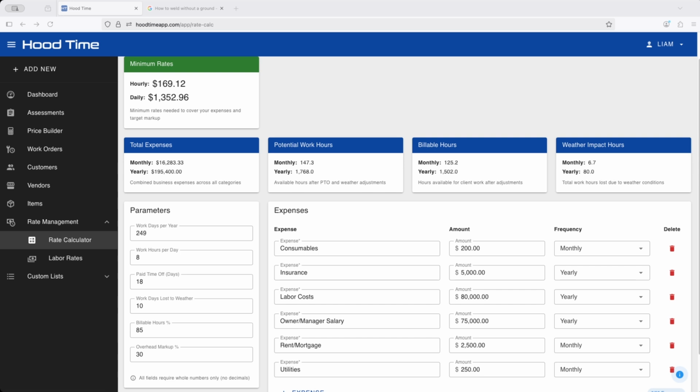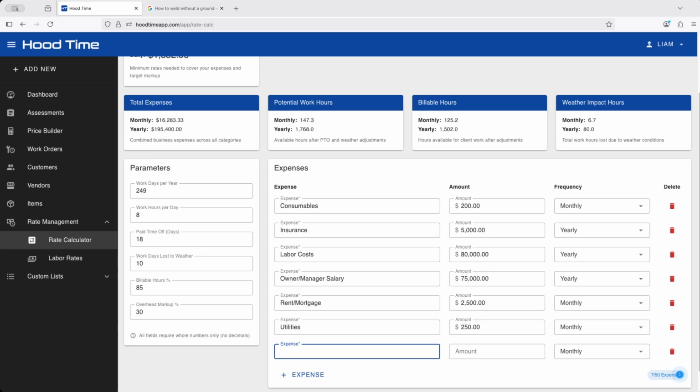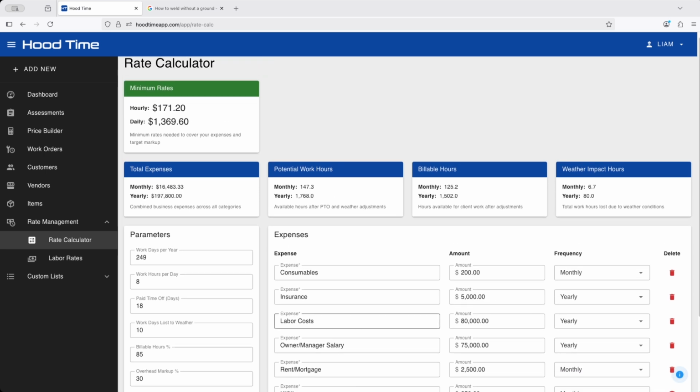Now let's see how these principles work in practice. With our current setup, we're showing $169 per hour, but we're missing some common expenses that every business faces. Let me add equipment maintenance at $200 monthly. Notice the rate increases to $171 per hour. That might seem like a small change, but over 1,500 billable hours per year, that's an extra $3,000 in revenue we need to take in to cover that expense.